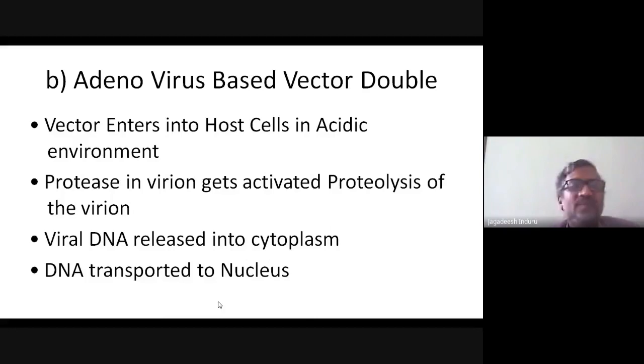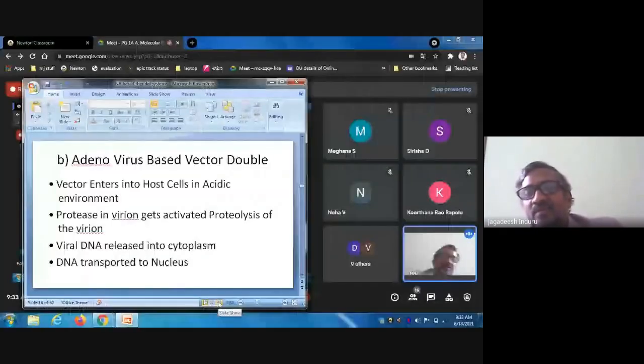In this particular case, the genetic material is double stranded. In the previous case, retrovirus, we had single stranded, that is RNA. Here, the viral vector is DNA based. So this viral vector is DNA based. I don't want to go much deeper into this, but I want to revise it, because you know it.